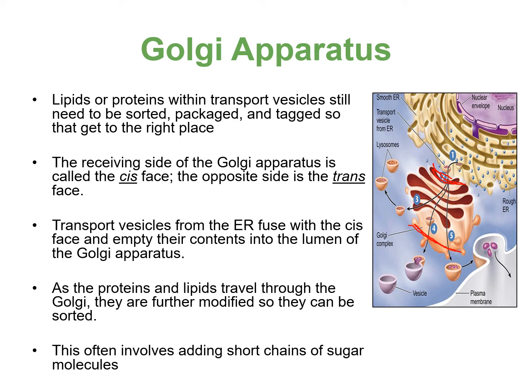As the proteins and lipids travel through the Golgi, they undergo further modifications that allow them to be sorted. The most frequent modification is adding short sugar molecule chains. These newly modified proteins and lipids are then tagged with phosphate groups or other small molecules in order to travel to their proper destinations. Finally, the modified and tagged proteins are packaged into secretory vesicles that bud from the Golgi's trans face here. While some of these vesicles deposit their contents into other cell parts where they'll be used, other secretory vesicles fuse with the plasma membrane and release their contents outside the cell.